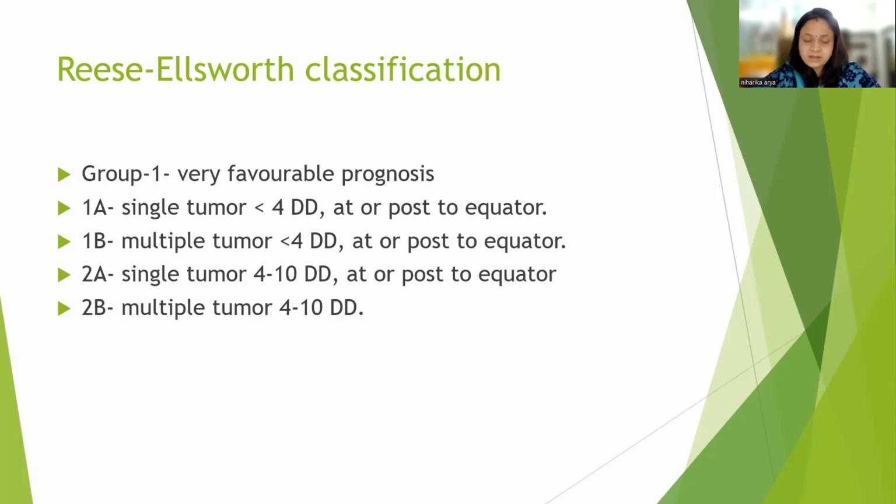Okay, 1B includes multiple tumors of size less than 4 disc diameter, which are present at or posterior to the equator. The second is 2A, which includes a single tumor of 4 to 10 disc diameter, present at or posterior to the equator. And 2B is multiple tumors of 4 to 10 disc diameter.